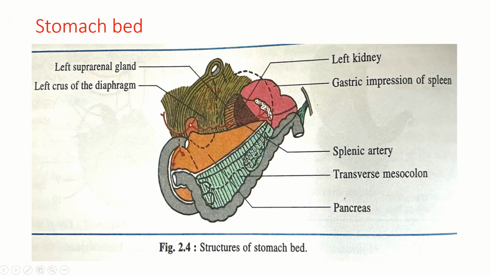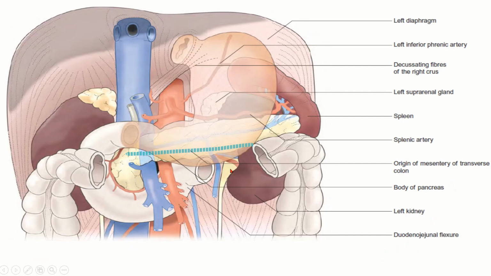You can see here, this is the diaphragm, this is the left suprarenal gland, this is the anterior surface of the left kidney, this is the anterior surface of the pancreas, this is the anterior layer of the transverse mesocolon. Same diagram here: left suprarenal gland, left kidney, splenic artery, pancreas, diaphragm. The transverse colon and mesocolon are removed here.